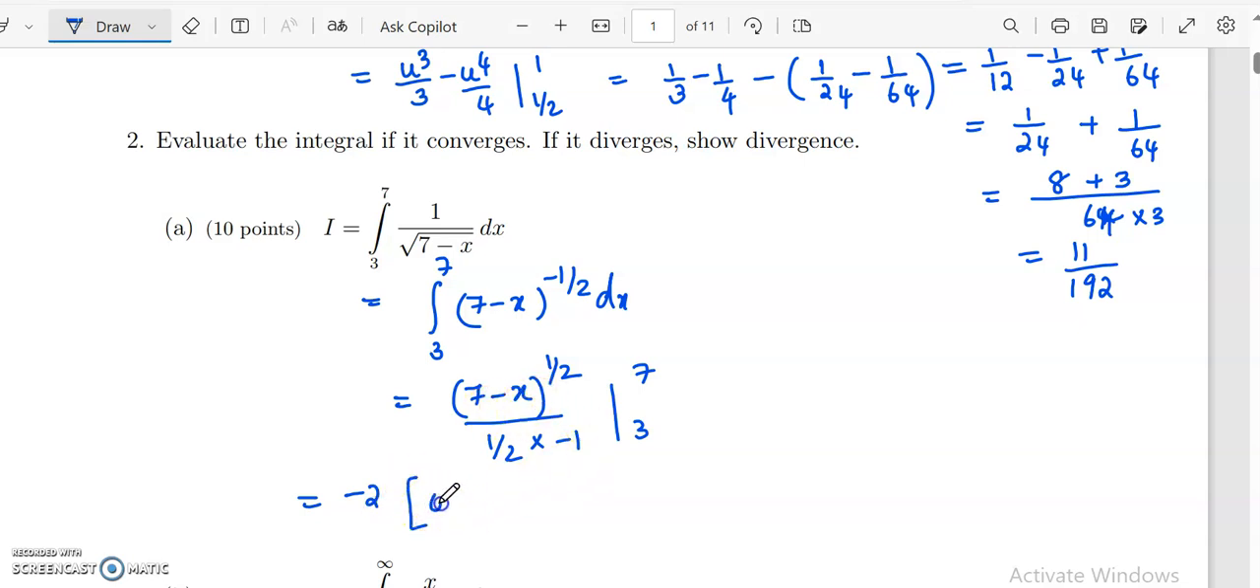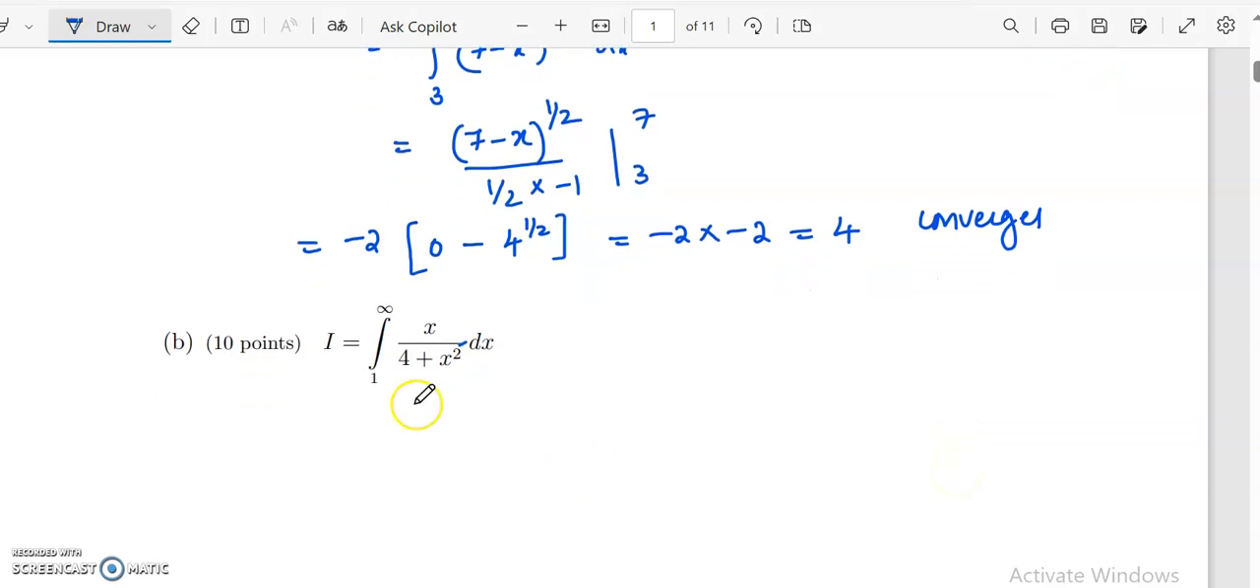So we will get minus 2. At 7 we will have 0 minus, at 3 we have 4 raised to 1 by 2. So that will be minus 2 into 4 raised to 1 by 2, which will be 2. So we will be getting the value as 4. So therefore the integral will be converging in this case. Now the second one.